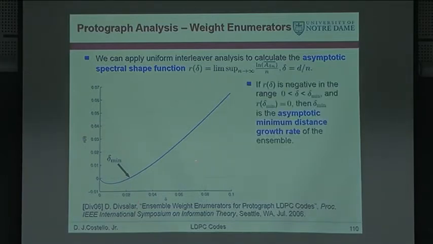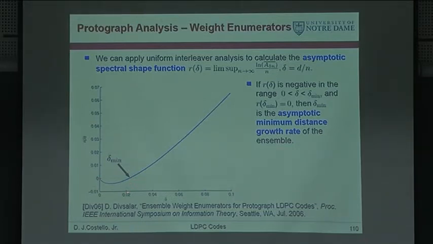What it implies, if r of delta is negative, which it is here, up to some point, we'll call this value of delta, delta min, where it's equal to 0. And then it's positive after that. Then this delta min is the asymptotic minimum distance growth rate of the ensemble, which says that most codes in the ensemble will have a minimum distance at least delta min times n. The same kind of expression we looked at the other day with the Gallagher ensemble.